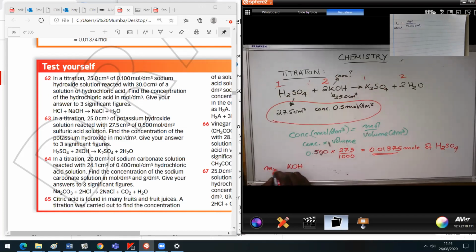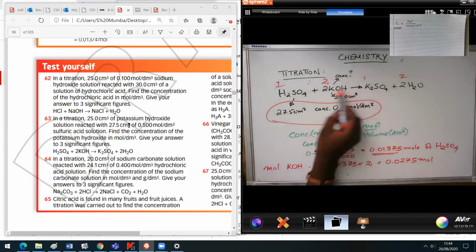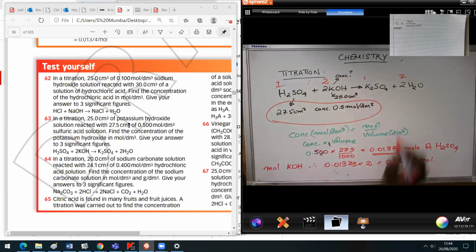So moles KOH therefore equal to 0.01375 times by 2. I've used that ratio. Absolutely spot on. Times 2. And that gives me 0.0275. Correct. Now I know the moles. And what else do I know? I know the volume that was used. So then you just put it back into the equation.